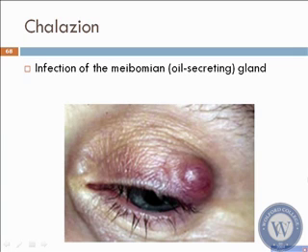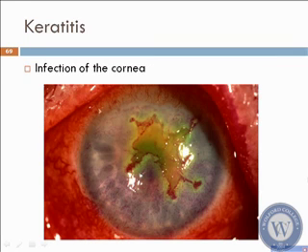The chalazion is an infection in the Meibomian oil-secreting gland, which can cause, again, problems for the patient, but not usually for you. But then you have something like this, which is keratitis. Okay? It's an infection in the cornea. This is why we tell you to be very careful about using contacts in the operating room. Okay? This is from a resident, okay, who was exposed to bacterial fluid while she had contacts in her eyes.